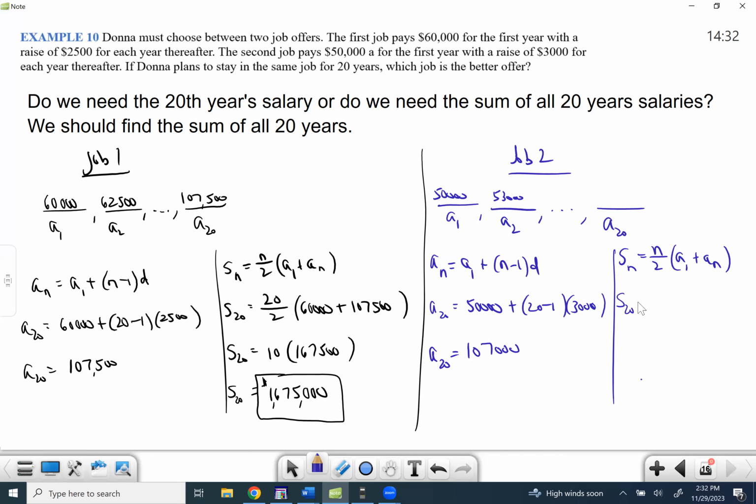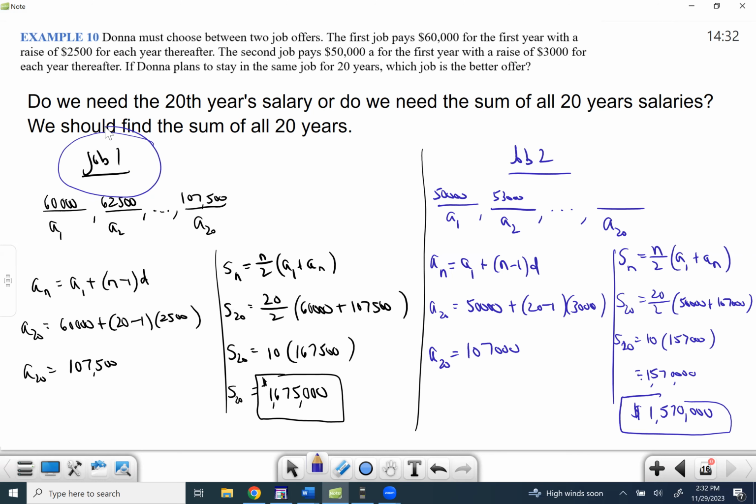Okay, so we want to know the sum of the first 20. So 20 divided by 2, we already know it's 10. Then the first year she made 50,000, and the last year 107,000. So that's going to be 157,000. If you add another 0 to it, that's 1,570,000. Sorry for the small writing, I'm trying to fit all this math onto this small screen. It's a little bit less. So she should go with job 1.